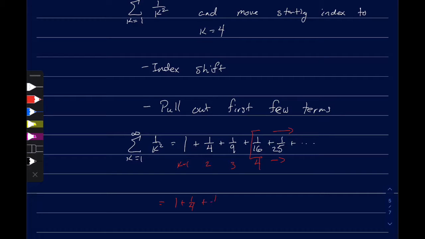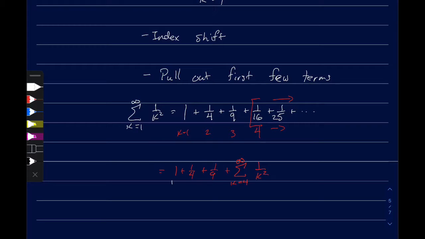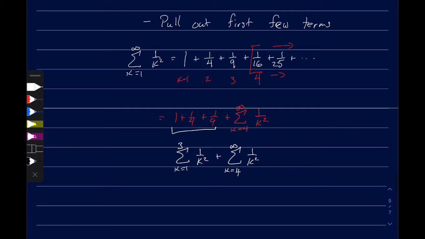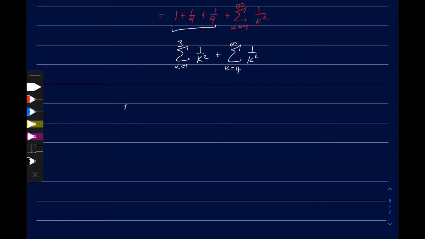So what we can do is rewrite this as 1 plus 1/4 plus 1/9 plus the sum as k ranges from 4 to infinity of 1 over k squared. Now notice that this part is actually just the finite sum as k ranges from 1 to 3 of 1 over k squared, plus the sum from 4 to infinity of 1 over k squared. And this gives us an important property.